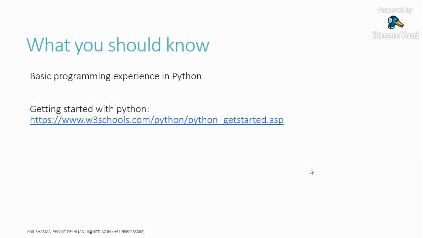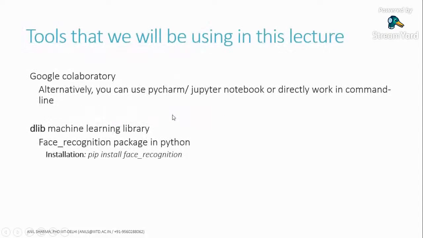Before proceeding, what you should already know is basic programming experience in Python. If you don't know Python, I would suggest you go with this reference block. The tool we will be using in this lecture is Google Colaboratory, which is a Google Cloud platform. It provides access to Python notebooks, and you can freely access a GPU on it. Alternatively, you can also use PyCharm or Jupyter notebook, or work directly in the command line if you are comfortable with it. We will be using the dlib machine learning library, over which the face recognition package is available in Python. The face recognition package provides free access to the face detection and face recognition methods from the dlib library. Its installation is very simple, using this command: pip install face recognition.